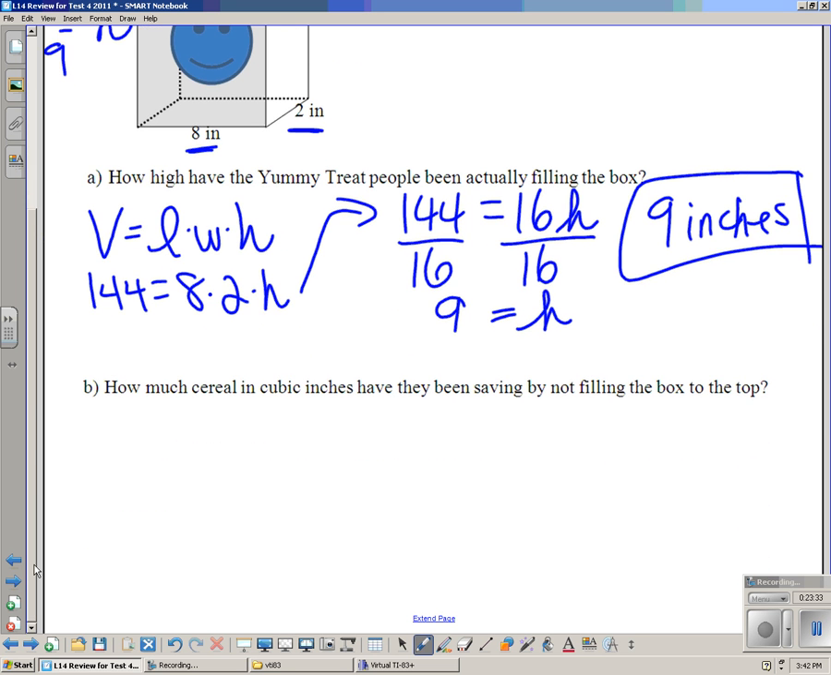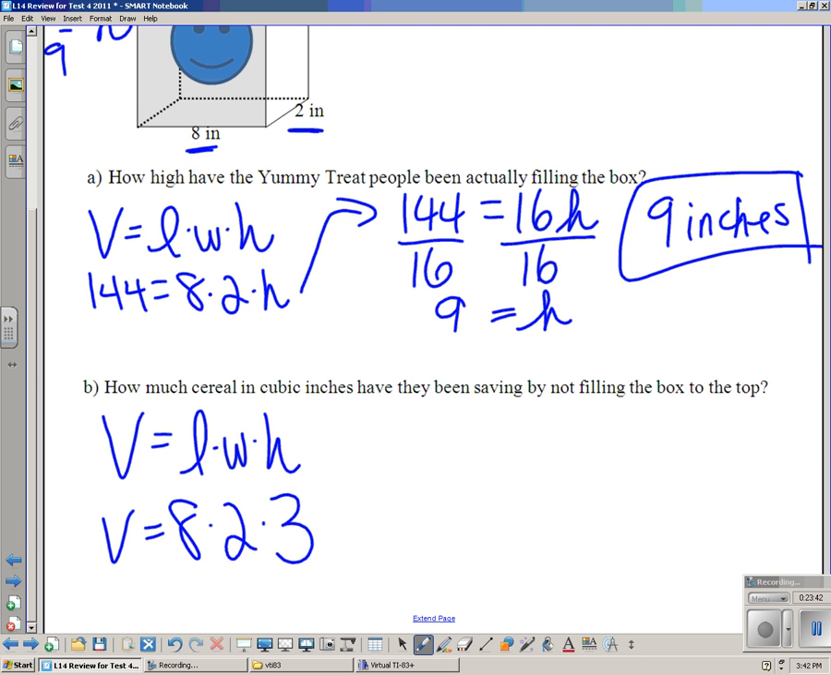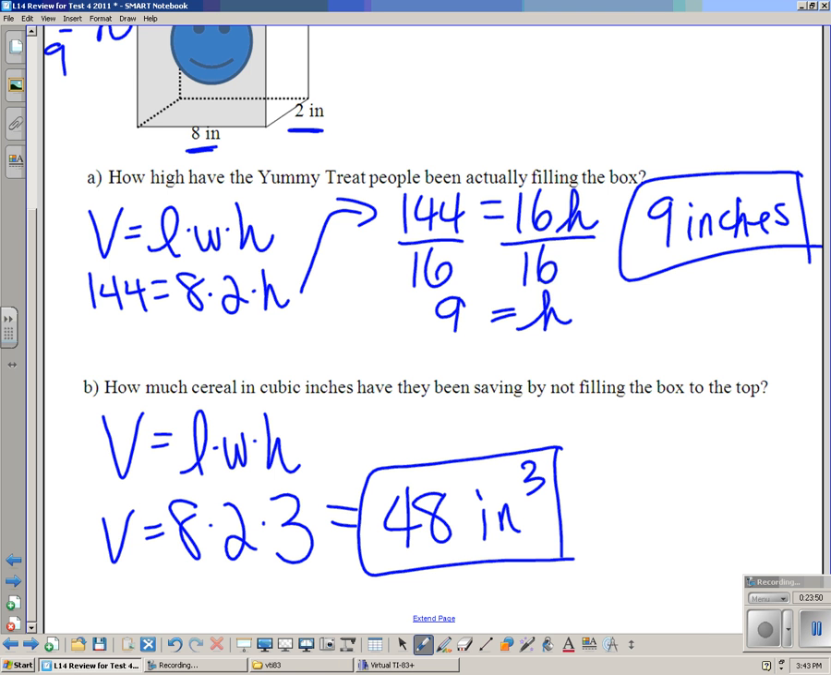So now what we can do is figure out the volume of the missing space, which is going to be 8 times 2 times 3, which if we multiply that out is 48 inches cubed since it's a volume. And so the cereal maker is saving 48 cubic inches of cereal.